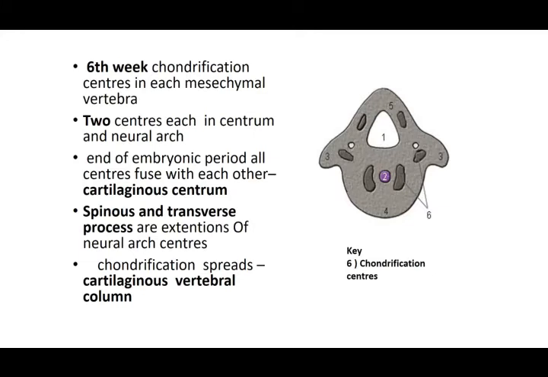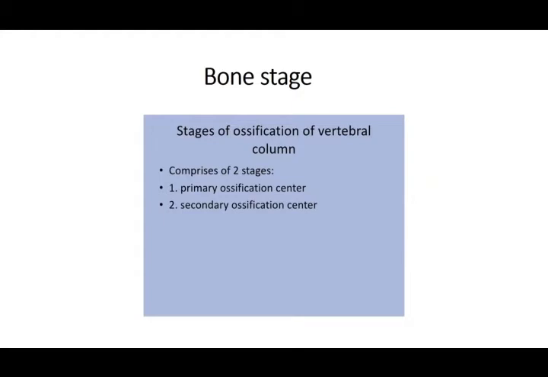So chondrification occurs in the mesenchymal model: 2 in the body, 2 in the posterior processes and the arches. Then the next stage is it's going to become bone.